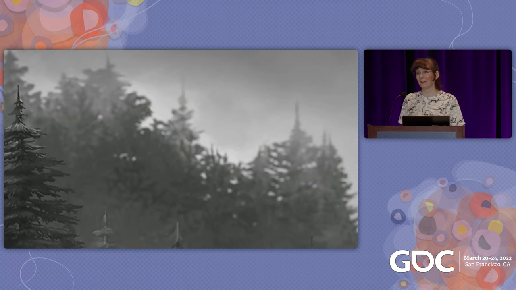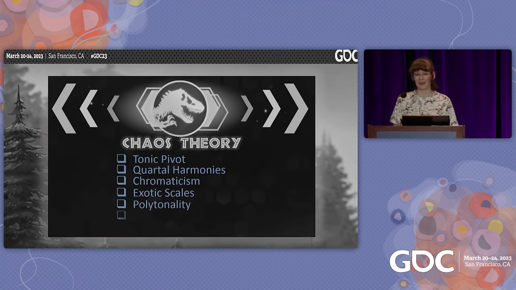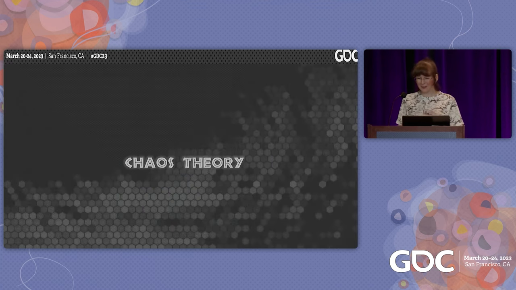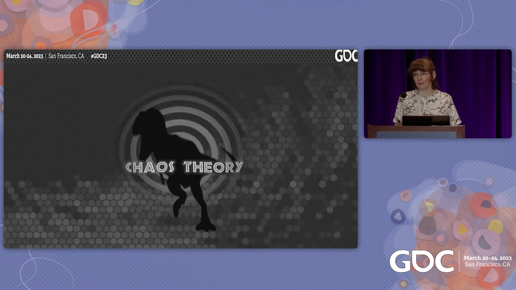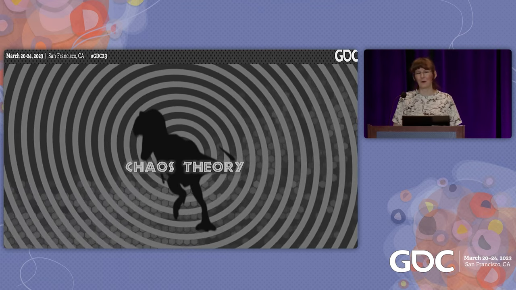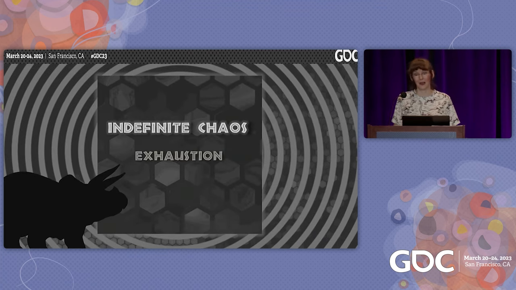So now we've taken a look at tonic pivots, chordal harmonies, chromaticism, exotic scales, polytonality, kinetic fragmentation, and the 12-tone inspired approach. And that's quite a lot of chaos. So it's about time we ask ourselves, have we reached the point at which excitement just turns into exhaustion? For Primal Ops, I knew that the musical score just couldn't stay chaotic indefinitely, or it would just get to be too much.